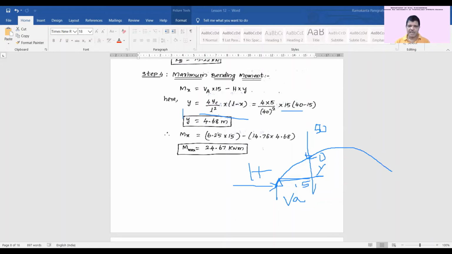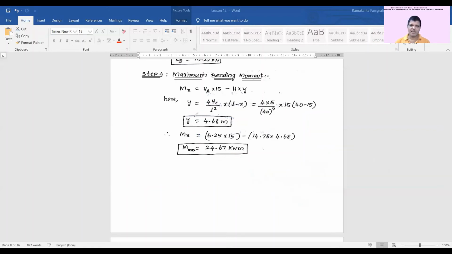Put in the equations, Mx is equal to, as I have already explained, VA into 15 minus H into Y. So H value is 14.76, so minus H into Y. So Y value 4.68, H value we have got 14.76. So thus multiply, you will find the maximum bending moment. Already we have also explained how to calculate the bending moment earlier. So this is the method to find out the maximum bending moment.